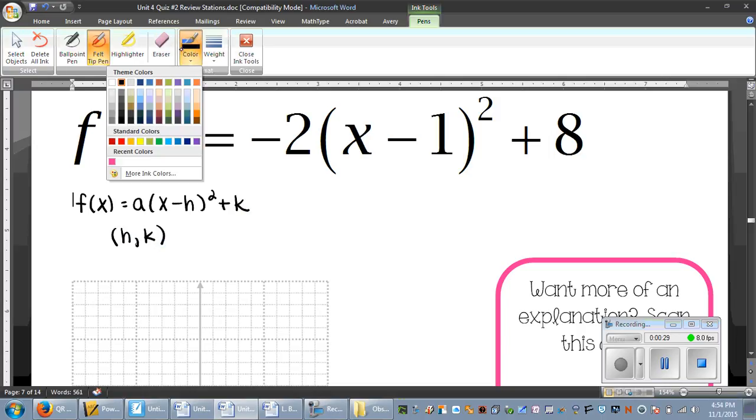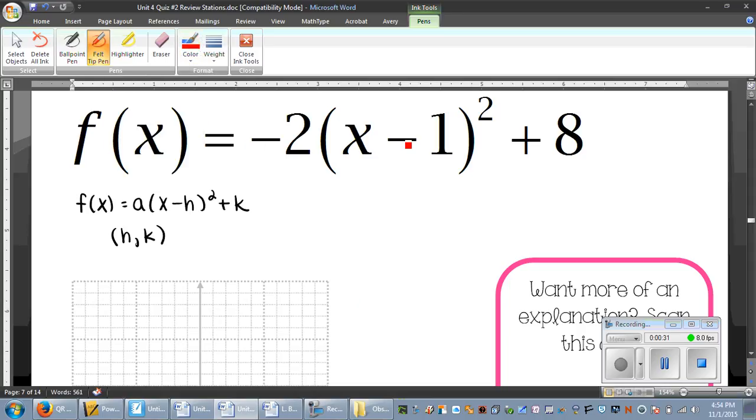So if I want to identify the vertex right away, I go to the 1 and I take the opposite of it, which is positive 1. And the 8 at the end is the y value in the vertex. And I'm going to make a note of the negative 2 that's out in front. That's my multiplier. It tells me that the graph is reflected over the x-axis. And it also tells me there's a multiplier of 2.